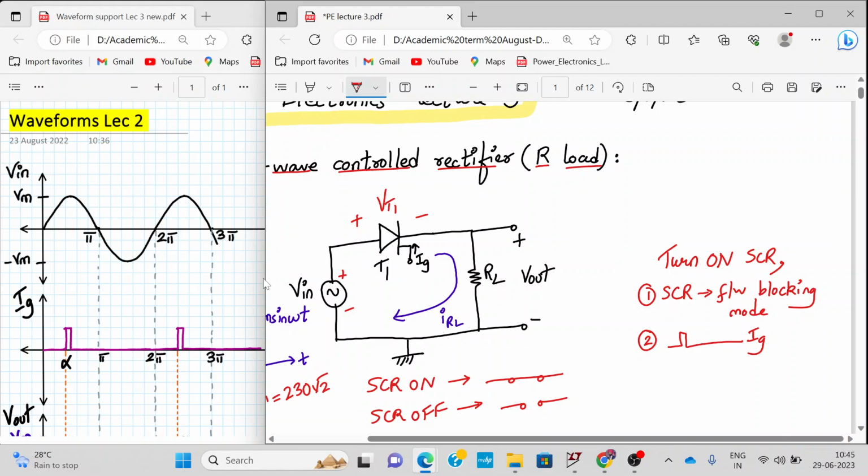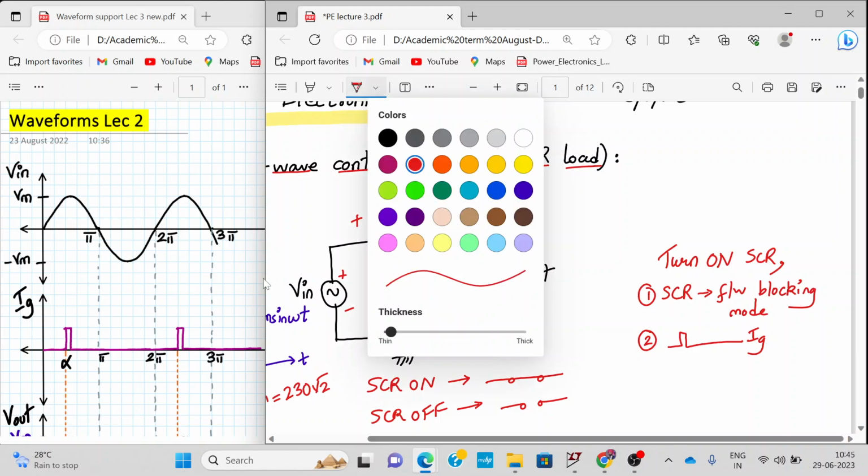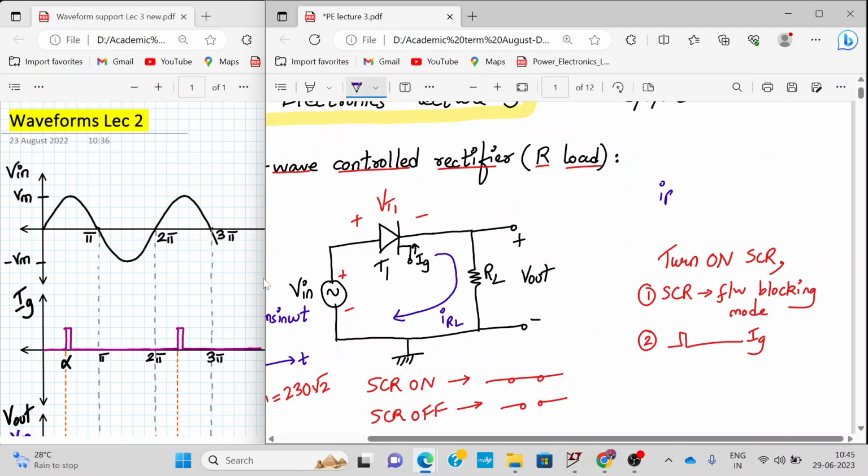One more piece of information I want to give you is that IRL is the same as the current flowing through the SCR, which is I of T1, which is the same as the input current. Now if I apply KVL at this loop, V in is equal to VT1, the voltage across the SCR, plus V out. V in is equal to VT1 plus V out, or we can write V in minus VT1 minus V out equal to 0. That accounts to the same equation. It should be made clear that VT1 is the same as the voltage across the SCR; we can use these interchangeably.